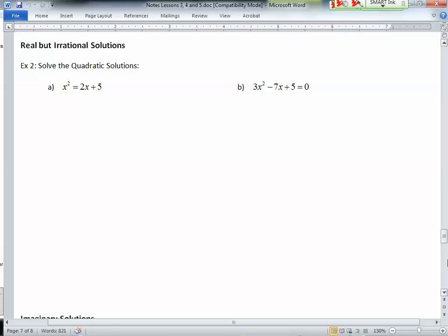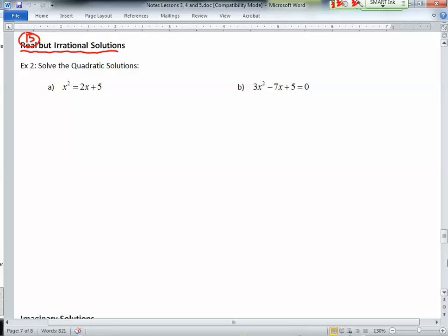Okay, so now we are going to do problem A from example 2. This is page 15 of your notes packet. Again, this is lesson 5. We're going to do the first problem A on page 15. We're going to follow the same process here. It's letting me know I'm going to get irrational solutions for this one, which means I'm going to end up with a square root in my answer. You guys will see it.